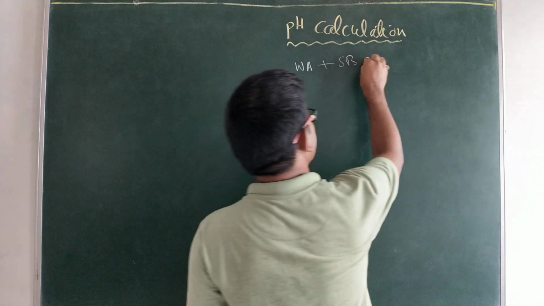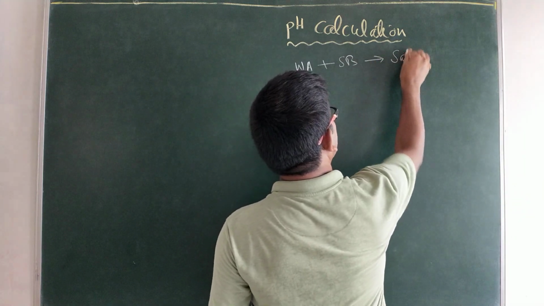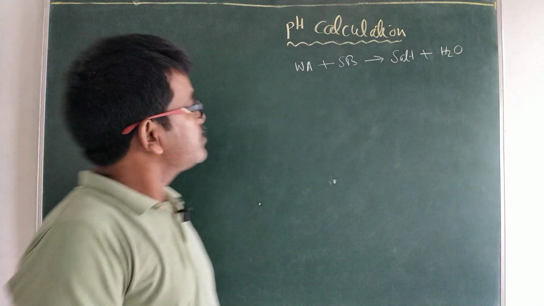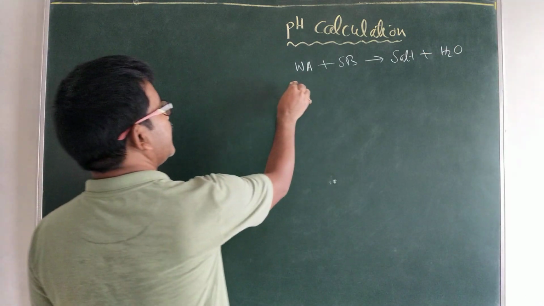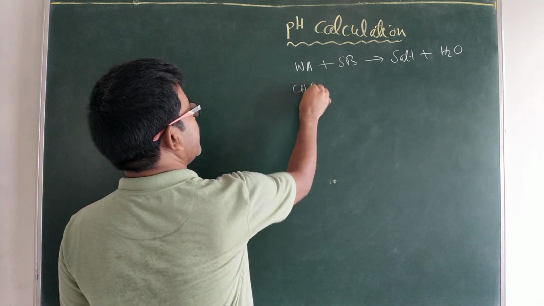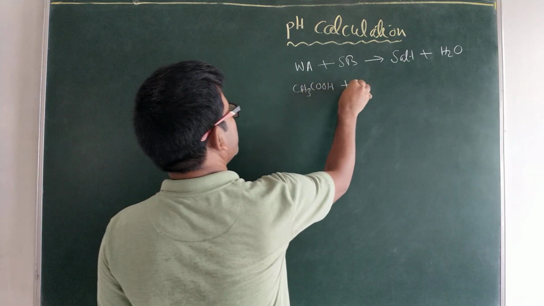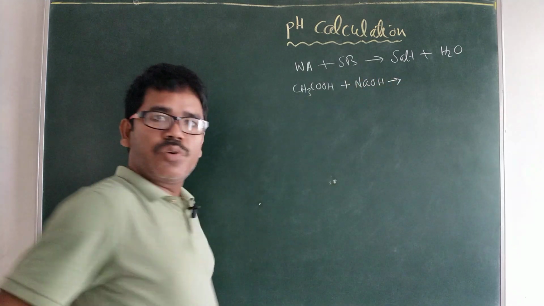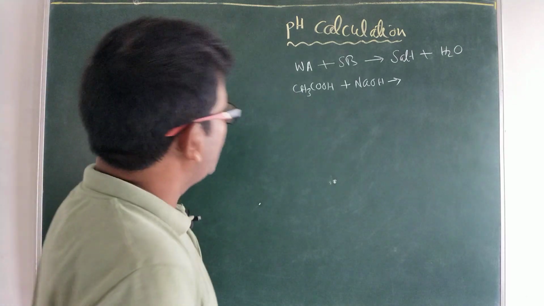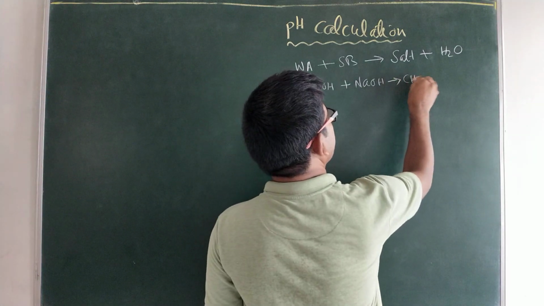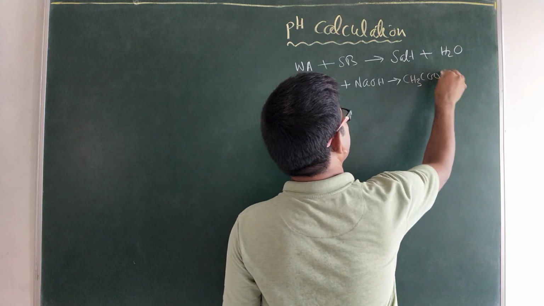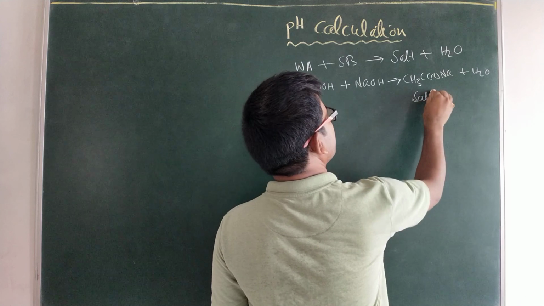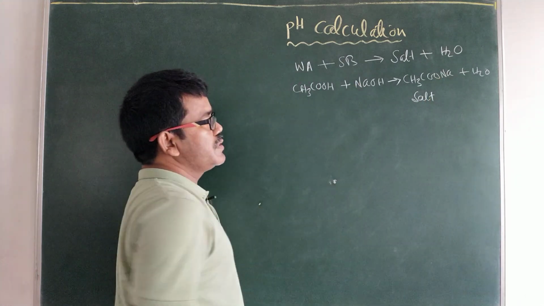We know acid and base will react and form the salt plus water. This is the neutralization reaction. Now here I can take the weak acid, for example acetic acid. Strong base I can consider as sodium hydroxide. What will be the product? It will be sodium acetate plus water. This is the weak acid, this is the strong base, that is the salt.